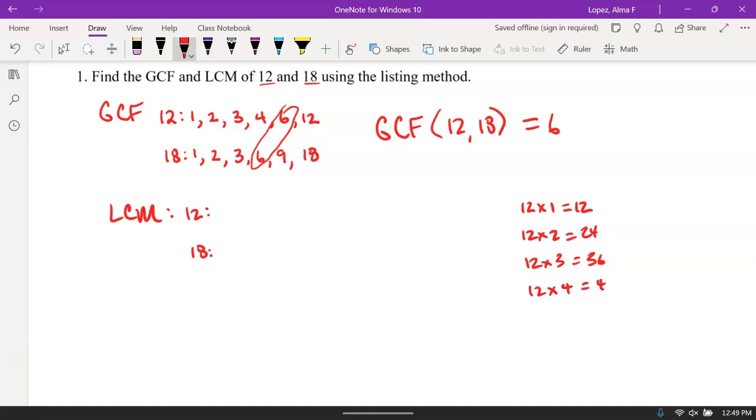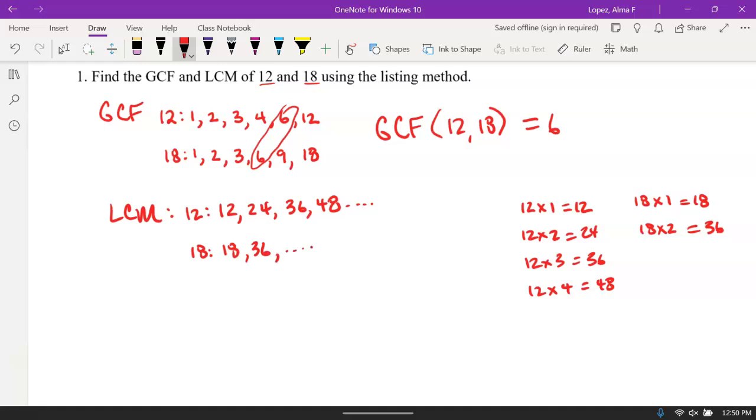And then if I start getting kind of big, I'm going to slow it down. And again, I'm going to write these out to the side. 12, 24, 36, and 48. I'm going to keep going if I need to. I'm going to do 18 the same way. 18 times 1 is 18. 18 times 2 is 36. Hold on. I have 36 here. That's what I need. 18, 36, and I could have kept going.